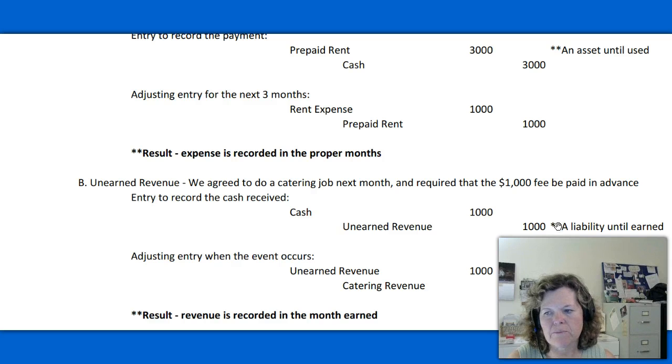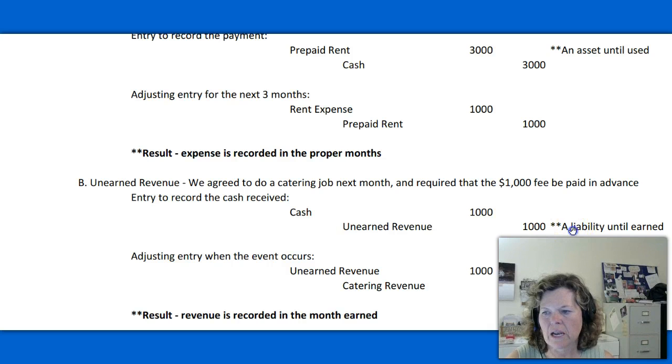And a way I like to think about this is if you did something so that the event would not go on, you would have to refund this amount back to the customer until the event actually took place. So we can't record it as revenue because we haven't done the job yet, and it might potentially be refunded.